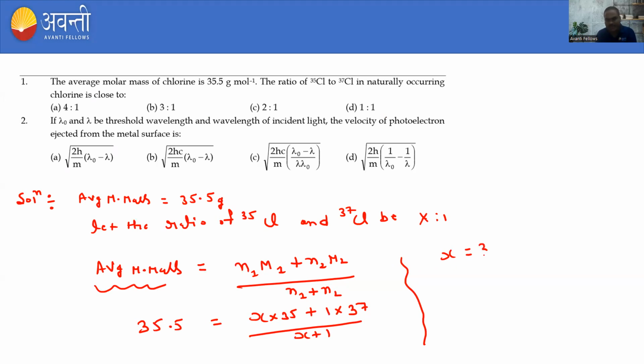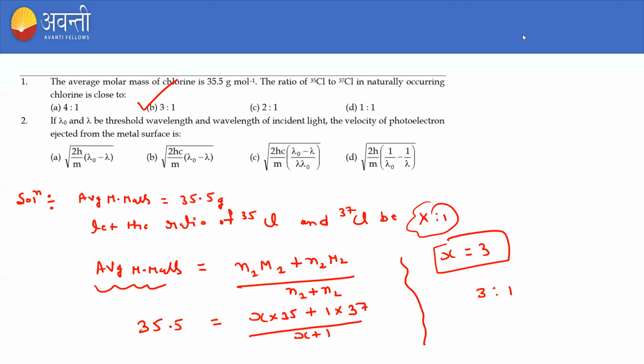On calculating you get x is equal to 3. So the ratio becomes x ratio 1, so the ratio becomes 3 ratio 1. So which of the following is the correct option? Yeah, that is option B. So option B is absolutely correct for this question. So I hope सबको समझ आ गया. So move to the next question, right?